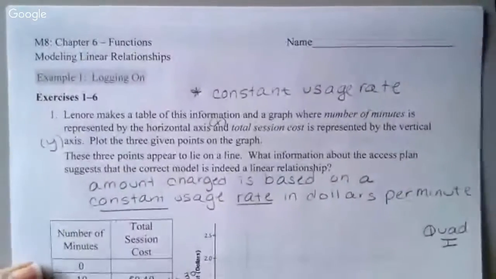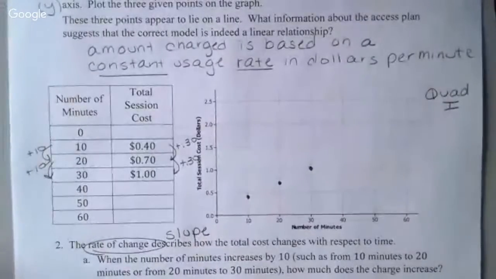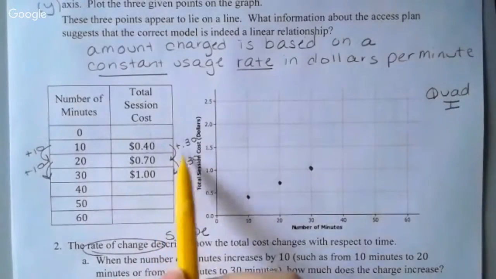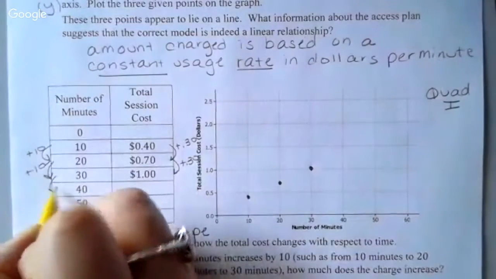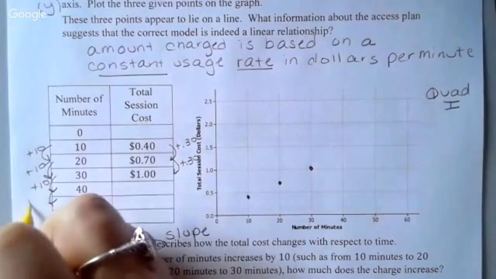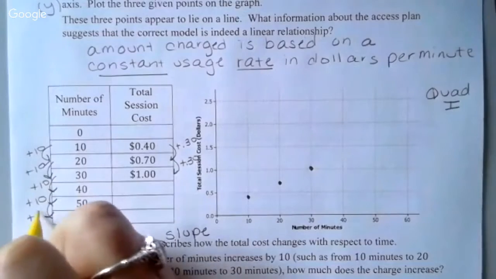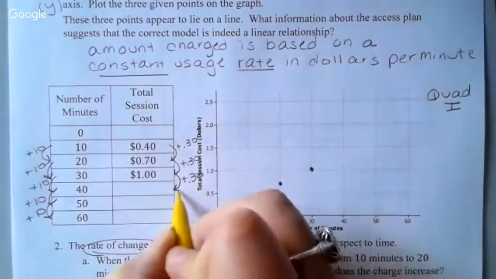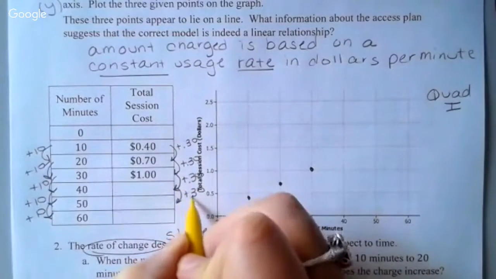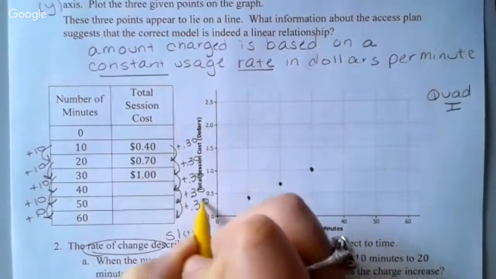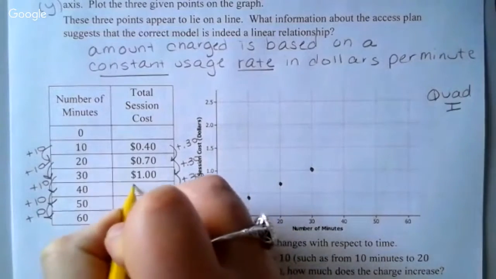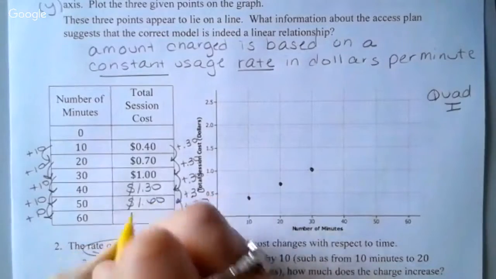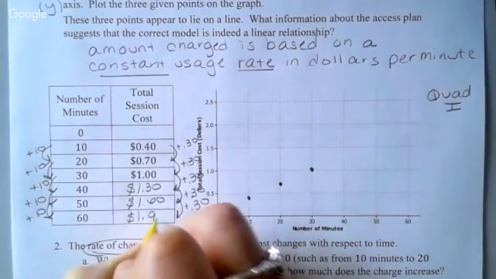So we're going to go back to exercise 1, and we're going to beef up what we have here. Now that we know it's staying constant, I know as long as this keeps adding 10, which it does, I can continue to add the 30 cents on the other side. So that would make this $1.30. This would be $1.60. And this would be $1.90.